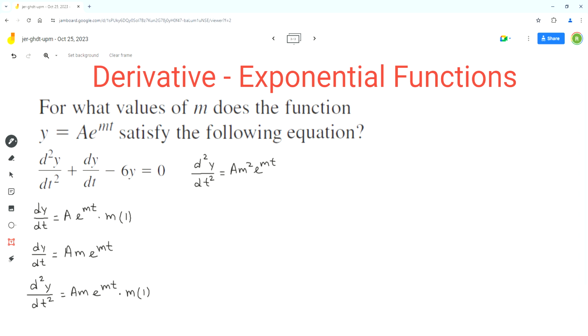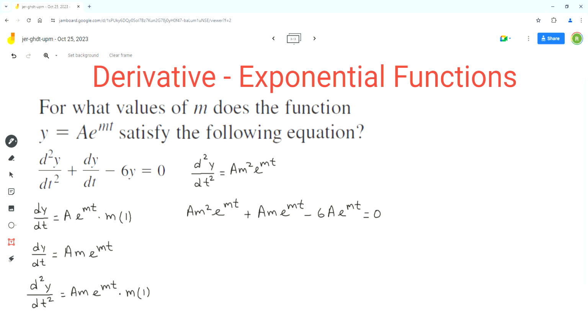So we'll start with the second derivative, plus the expression for the first derivative, minus 6 times y, which is given as a e to the power mt. So this is the equation we have to solve.